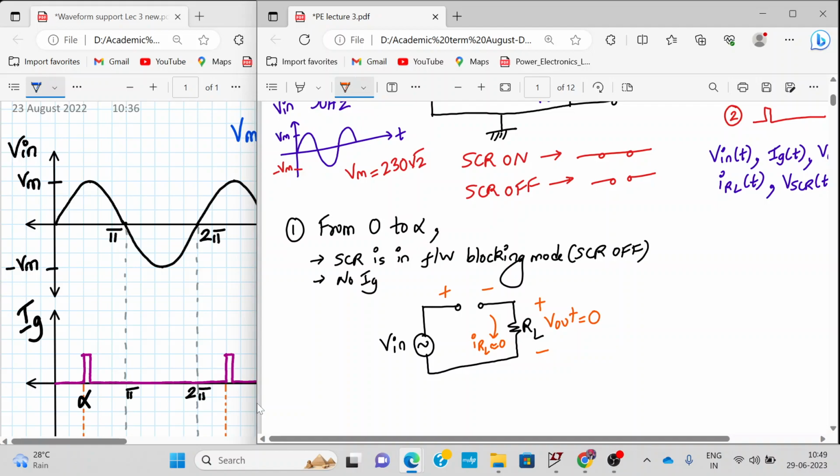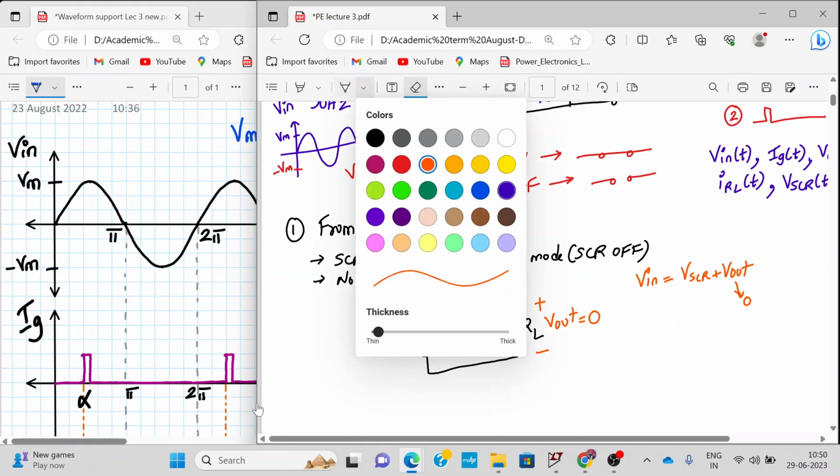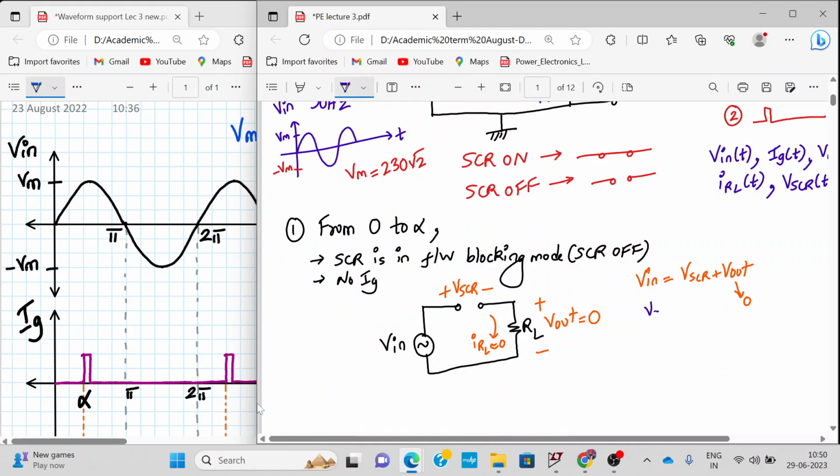Alright. What about the voltage across the SCR? Since we know V in, according to KVL, V in is equal to V SCR plus V out. Now over here V out is 0. So what can we say in this situation? Let me rewrite over here with a different color. So voltage across the SCR will be equal to V in. Alright, so let's plot this in the waveforms.